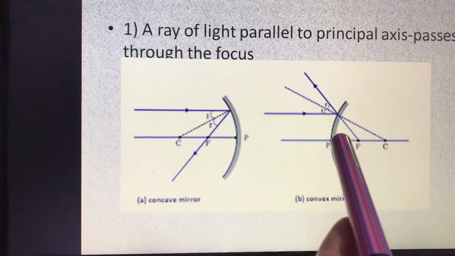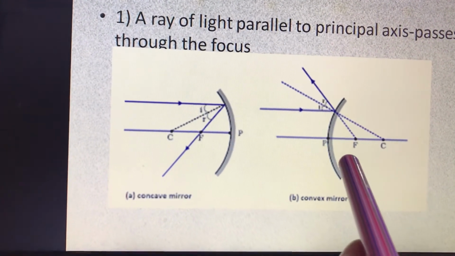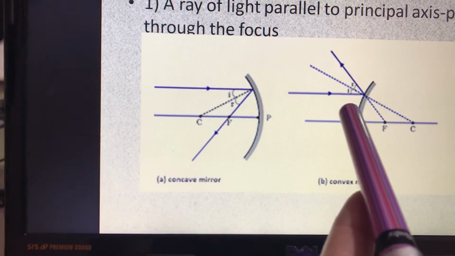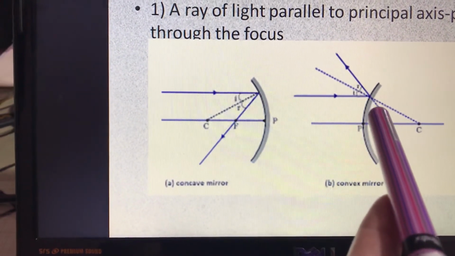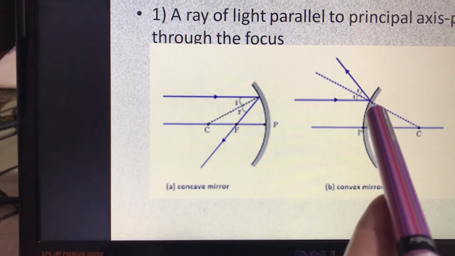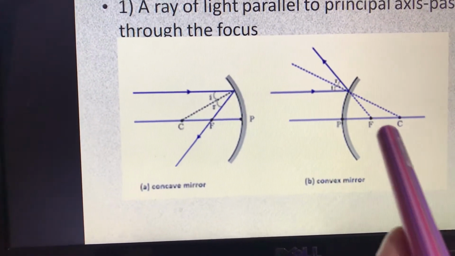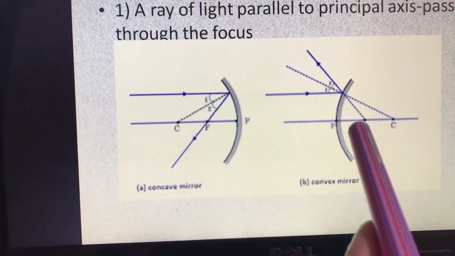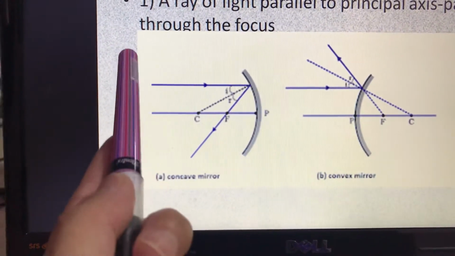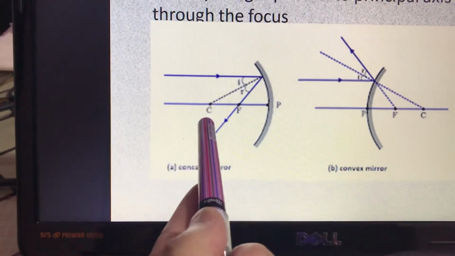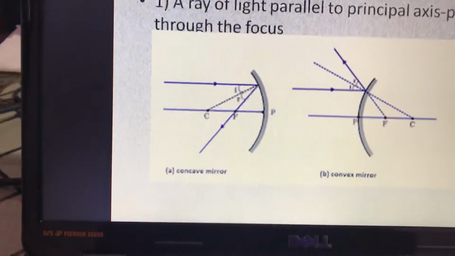Okay, so this is convex mirror. Here also you can see when this incident ray is reflected back, it moves away from the mirror. Then when it is extended on the other side, it passes through the focus. Okay, so a ray parallel to the principal axis passes through the focus after reflection. This is the first rule.